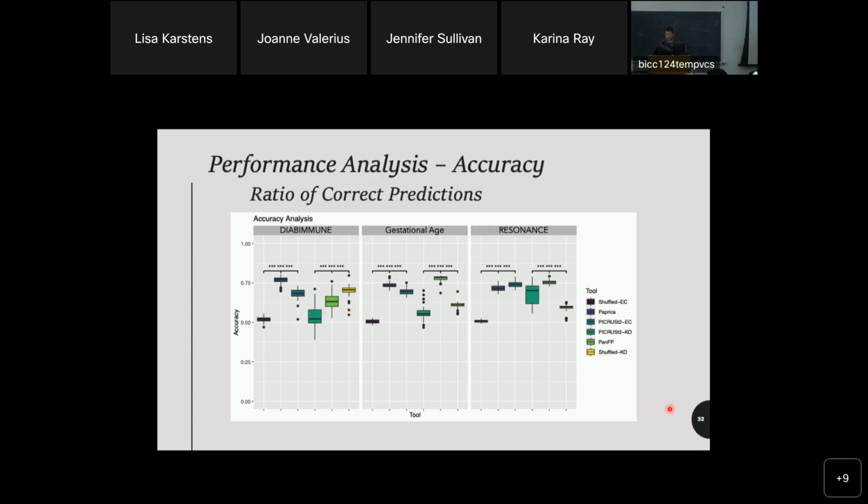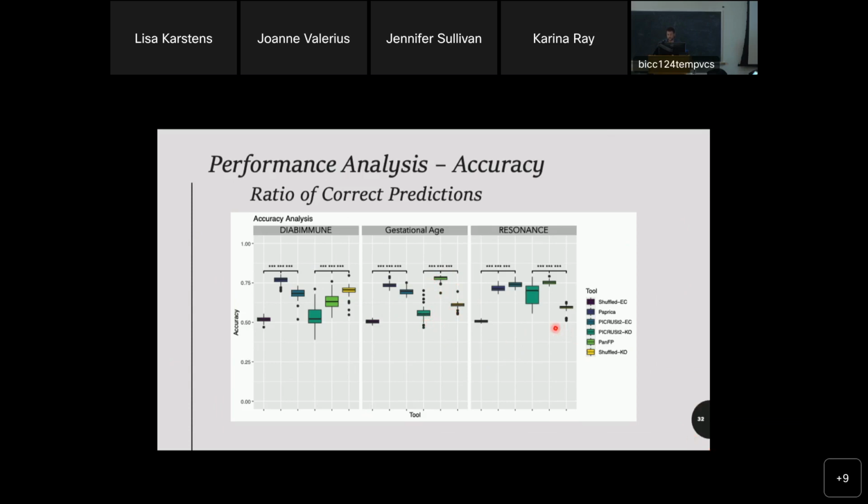Moving on to the gestational age cohort, we see again that Paprika exhibits significantly greater accuracy than PICRUSt2 in terms of EC numbers, and both tools exhibit significantly greater accuracy than the shuffled null data set. So we can assume that this finding is biologically relevant. As for KO terms, we see that PanFP exhibits significantly greater accuracy than both PICRUSt2 and the shuffled null data set. And we see that PICRUSt2 actually performs worse than the shuffled null data set in terms of accuracy for KO terms. This indicates that, again, for this cohort, PICRUSt2 predictions are less accurate than by chance.